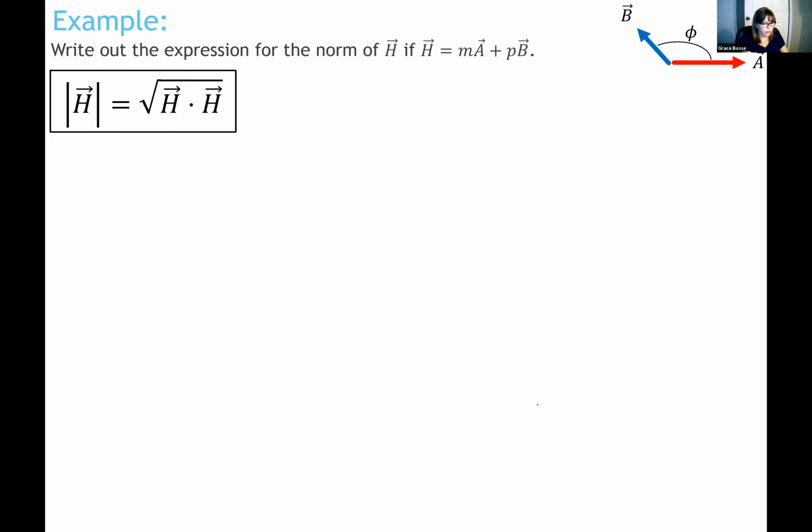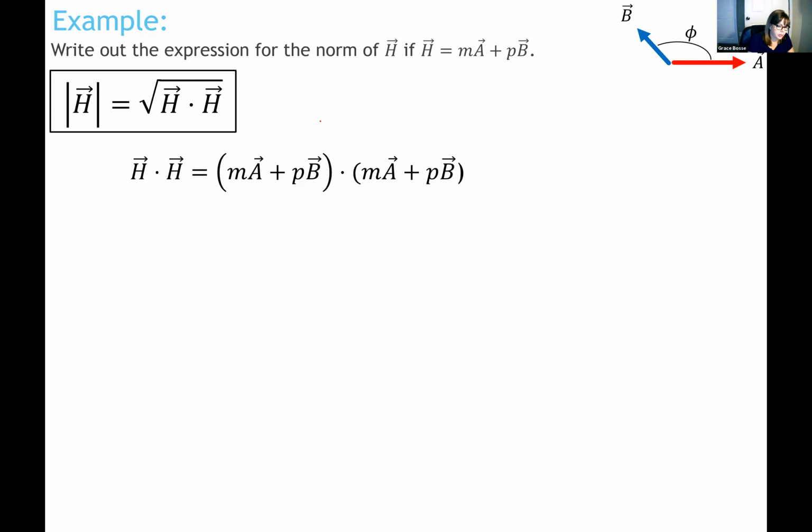So remember, the norm of a vector is the square root of the vector dotted with itself. So we are going to figure out the dot product of h with itself, and then we'll take a square root to find the norm. So let's just start off there. I'm going to distribute the dot product. I'm going to take all the stuff in the parentheses and dot it with all the other stuff in the next set of parentheses. So I'm distributing the dot product.